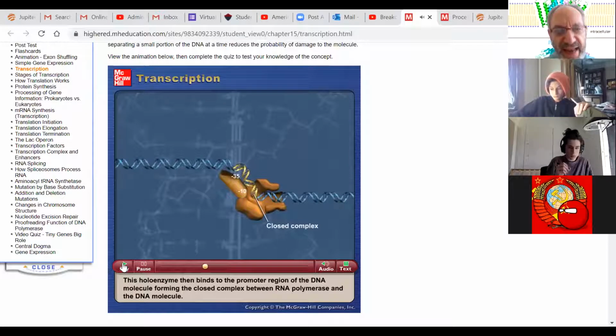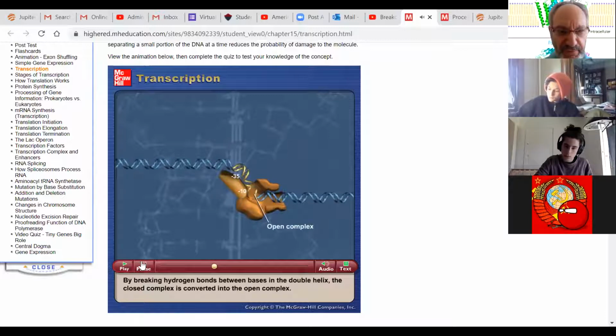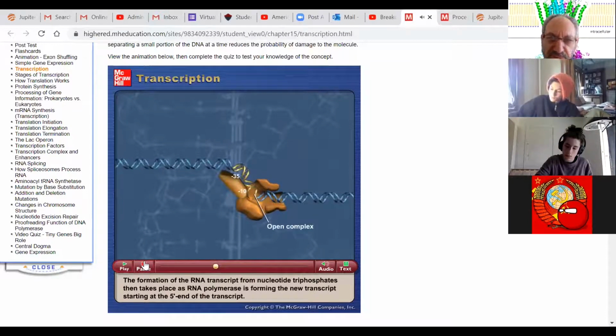Complex between RNA polymerase and the DNA molecule. And notice that we still have a closed double helix. And we're not going to be able to transcribe until that opens up, but at the moment it's closed. By breaking hydrogen bonds between bases in the double helix, the closed complex is converted into the open complex. The formation of the RNA transcript from nucleotide triphosphates then takes place as RNA polymerase is forming the new transcript.